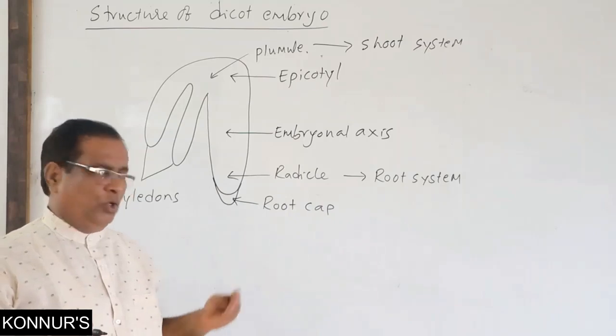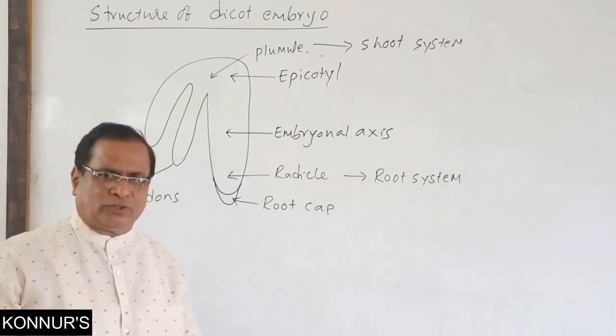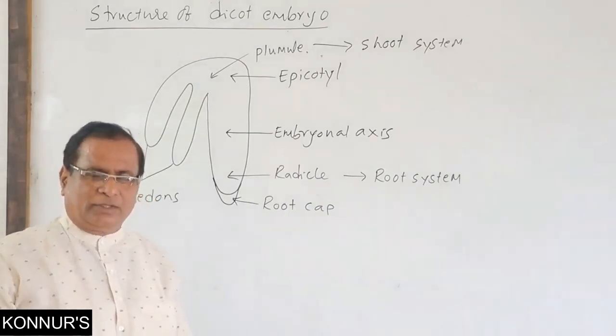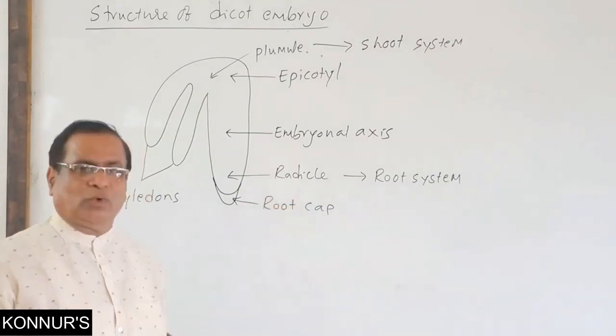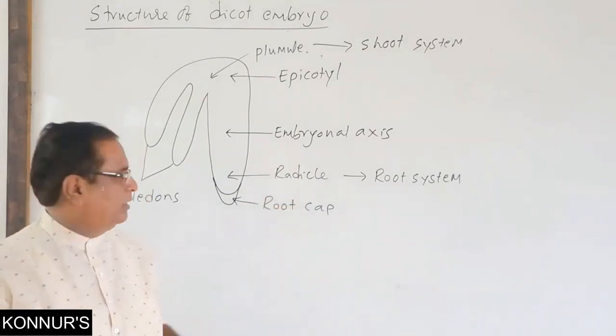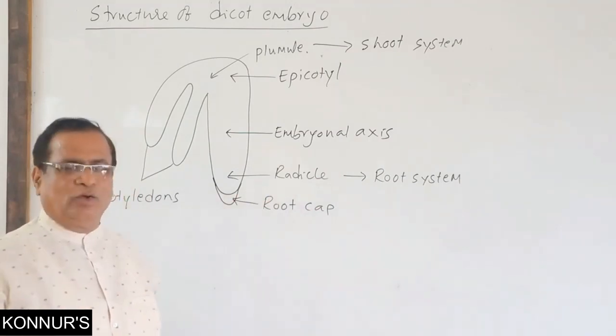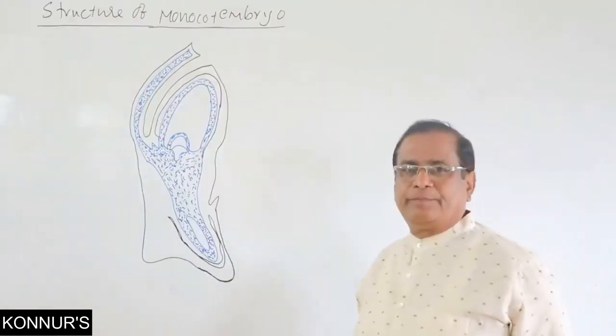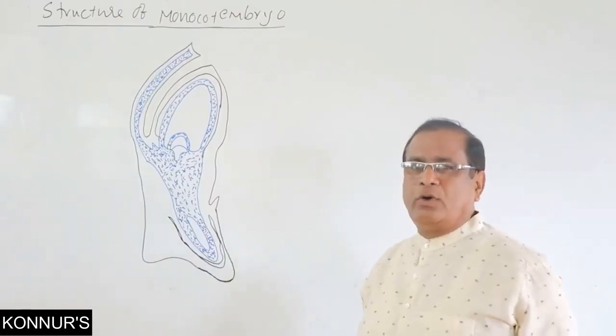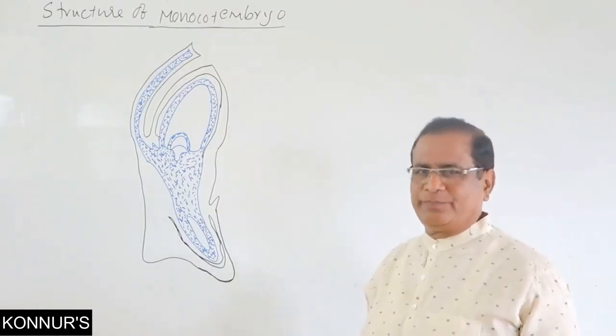As we know, the root has to penetrate into the soil. It must be protected. At the tip region only meristematic tissue is there. To protect that, there is a root cap. Now, this is the structure of monocot embryo.